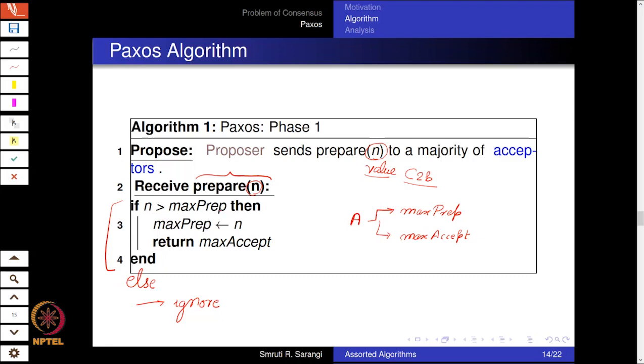So this always monotonically increases. And we return the value of max accept. Max accept is essentially a value which the acceptor has currently accepted. Why the max comes in max accept will be clear in later slides. But let's say that at the moment, all that we can say is that max accept is the value that the acceptor has accepted. In fact, if it is given a choice of values, it has taken the maximum. That's where max comes from. But let's assume that for the time being. If the prepare message is accepted, then the currently accepted value is sent back.